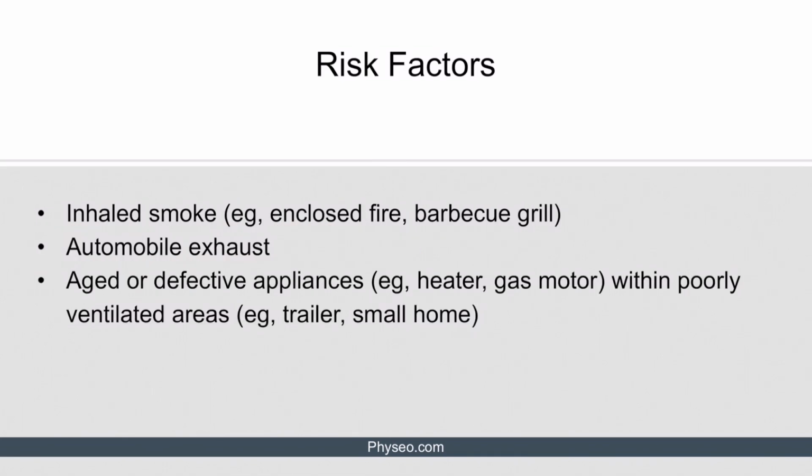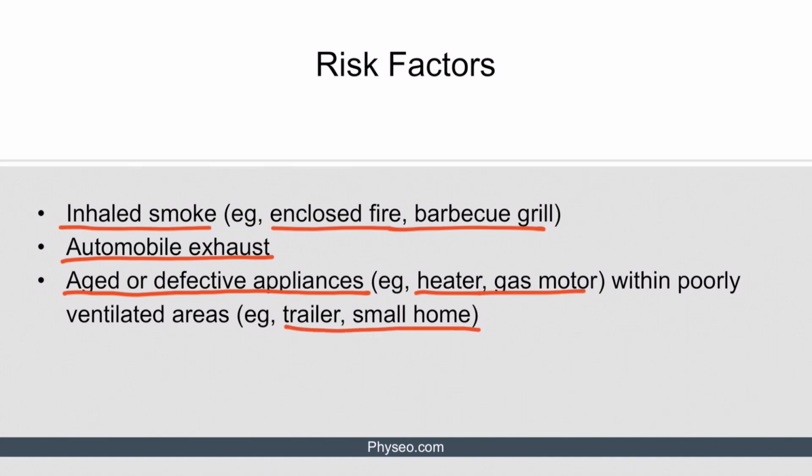Carbon monoxide is formed when carbon-containing compounds don't completely combust. There are a variety of instances in which carbon monoxide can be inhaled. It can come from inhaled smoke, from something like an enclosed fire or a barbecue grill. It is present in automobile exhaust, which may be at high concentrations in a closed garage. It can also be found in aged or defective appliances, such as a heater or gas motor, particularly when these are present within poorly ventilated areas, like a trailer or a really small home.